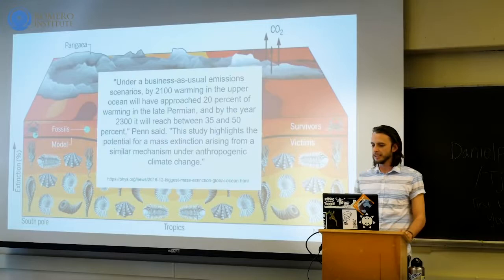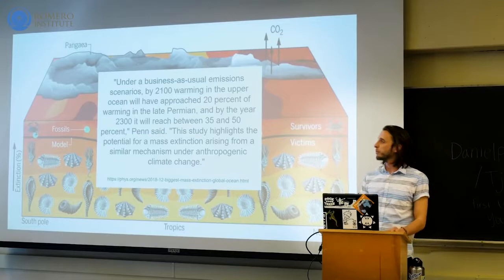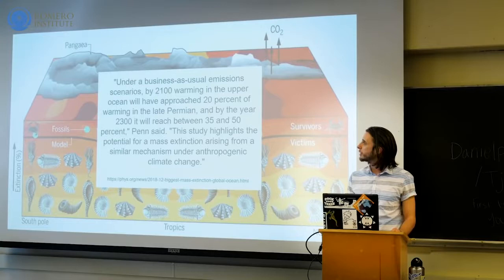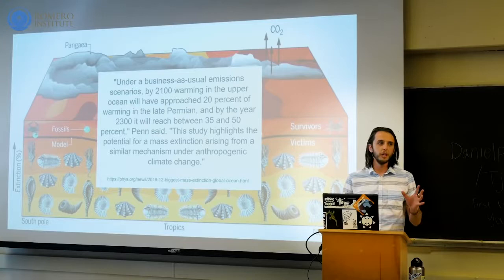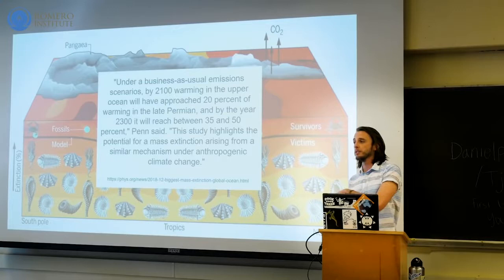And so under a business as usual emissions scenario, this is a quote from one of the scientists that performed this study: by 2100, warming in the upper ocean will have approached 20% of warming in the late Permian, and by the year 2300, it will reach between 35 and 50%. This study highlights the potential for a mass extinction arising from a similar mechanism under anthropogenic climate change. So, just to recap, the worst mass extinction in Earth's history was caused by climate change that was about 1,000 times slower than what we're doing now. Yikes.